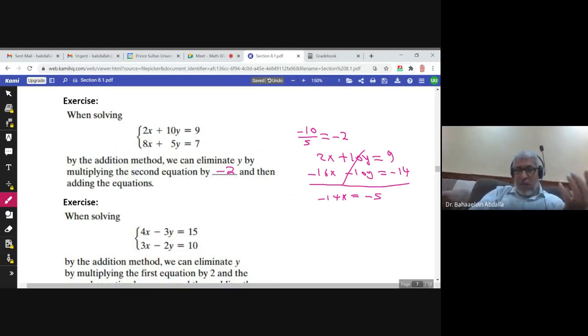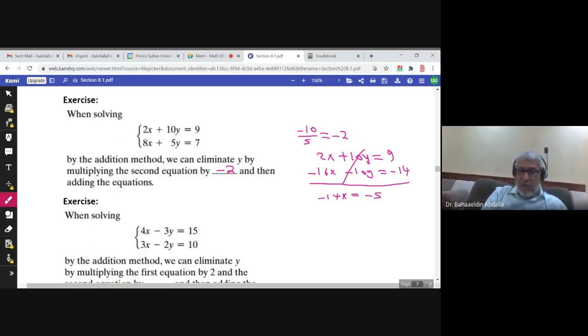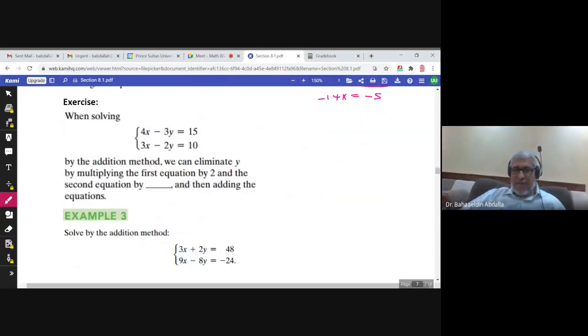A question: do we have to eliminate y here? No, you can eliminate x. Okay, to eliminate x, what should we do? I have 8 here and 2 here. So I need this 2 to be -8. If you divide -8 by 2, you have -4. So you need to multiply the first equation by -4 to eliminate x.